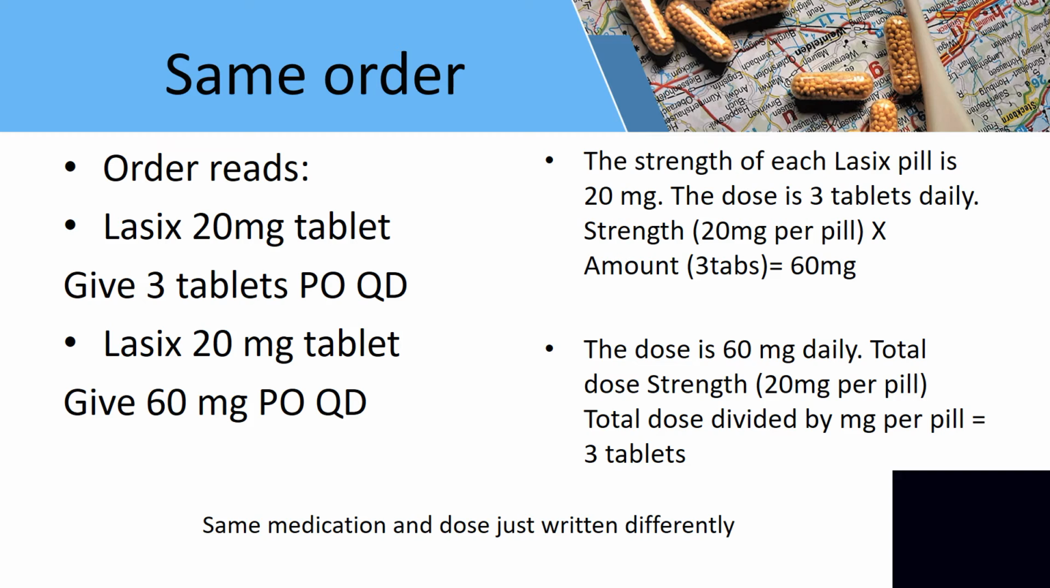The other way this order could be written is Lasix 20 milligram tablet, give 60 milligrams PO q day. The dose is 60 milligrams. The dose strength is 20 milligrams per pill. The total dose is divided by milligrams per pill. We know that it comes out to 3 tablets. The same order can be written multiple different ways. So it's very important when we get into mixing and having multiple tablets or give 1.5 tablets.